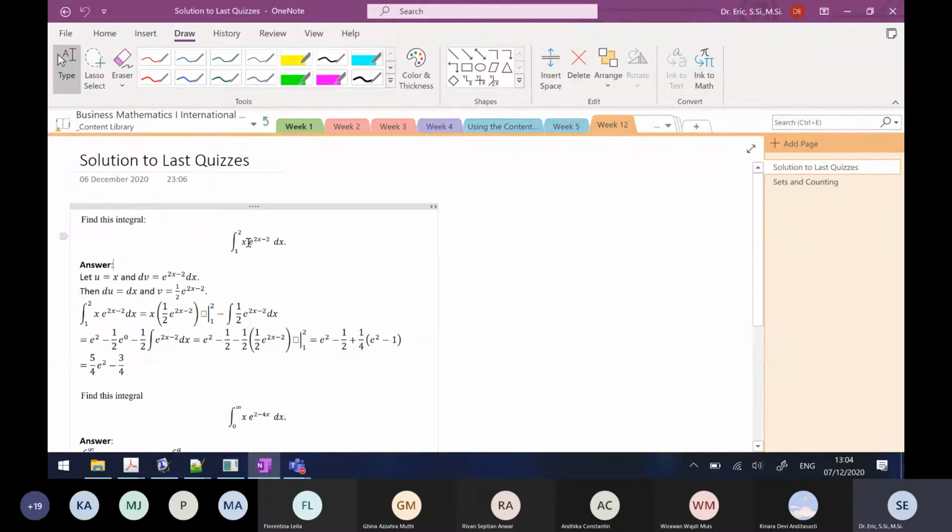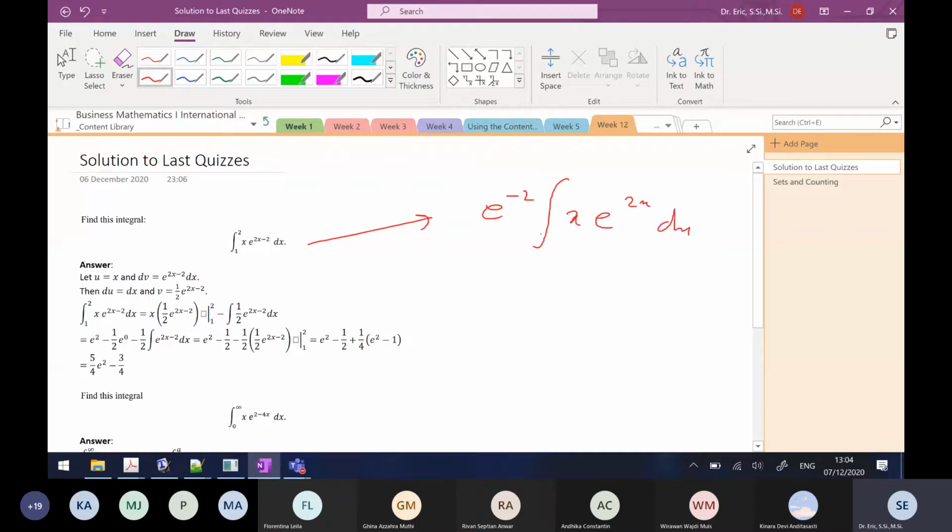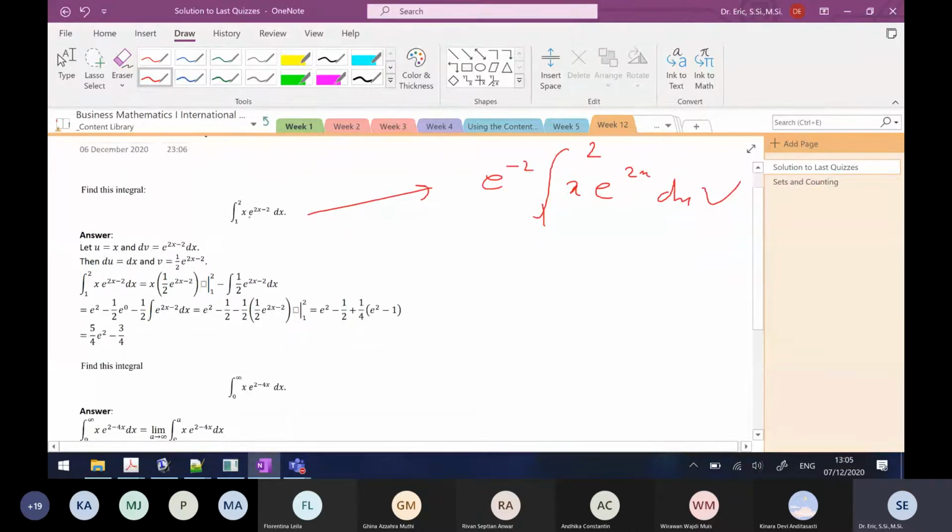Find the integral of x times e to the power of 2x minus 2. Some of you want to do it this way: integral of e to the minus 2, because this is just a constant, times x e to the power of 2x dx from 1 to 2. I think this is okay, but this is much faster. So I let u equals x, and the rest is dv. So dv is e to the 2x minus 2, and du is dx.